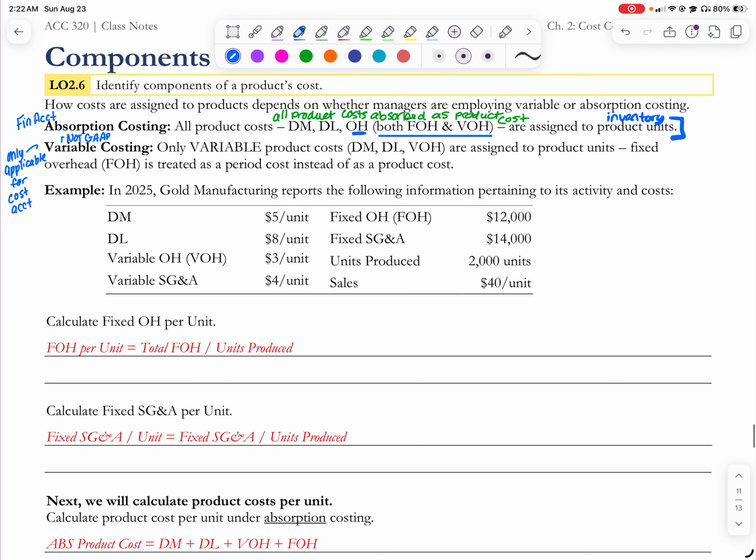Under variable costing, it includes only the variable product cost. It specifies product cost, so it is specifically talking about the variable elements of direct material, direct labor, and overhead. Nothing beyond that. Variable SG&A would not fall under variable product cost because SG&A is not a product cost, it's a period cost. But it includes only variable product costs in the product cost.